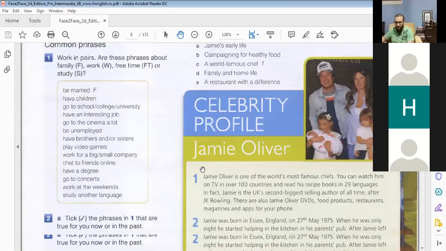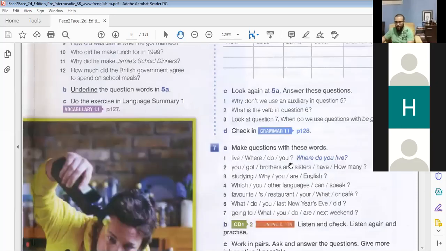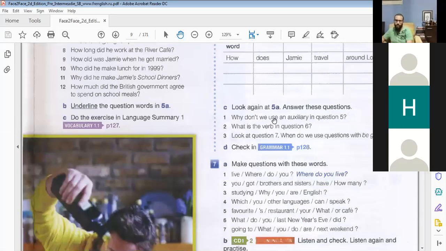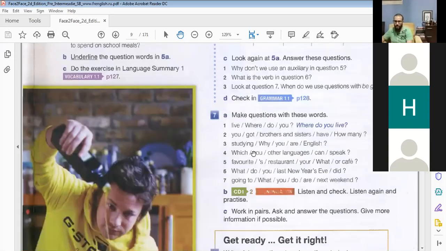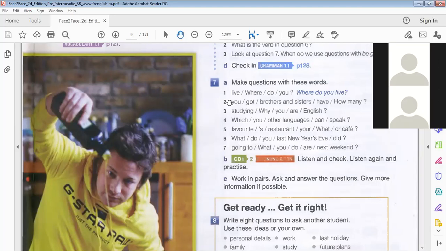All right, so let's continue. Okay, so here, number 7, I'd like you to think about these questions here. It says, look again at question 5.a, answer these questions. We finished this part. Okay, number 7. So we want to make these words into sentences. So who would like to do number 2? Let's choose someone. Selma, are you there? Yeah. All right, Selma, would you like to do number 2?